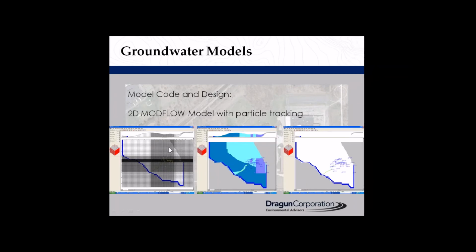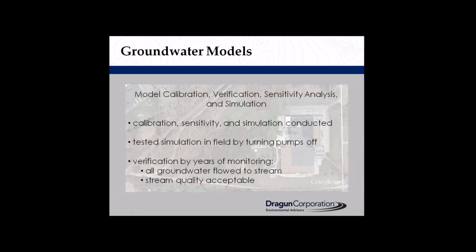So we designed a ModFlow model, two-dimensional, the same one that Matt used with particle tracking, and we put in all sorts of input parameters based on the work that had been done previously at the site. We calibrated the model and did sensitivity and simulations, as Matt mentioned you needed to do. And we got the groundwater flow model to simulate what was happening when the pumps were working. Then in the model, we turned off the pumps and looked to see where the water went, and it went to the stream, as we suggested.